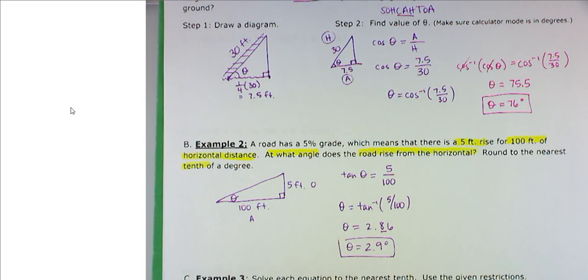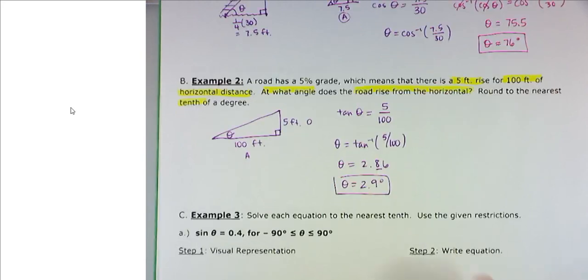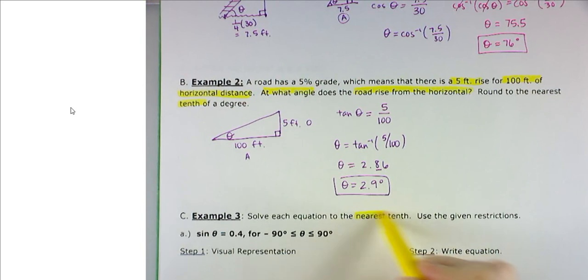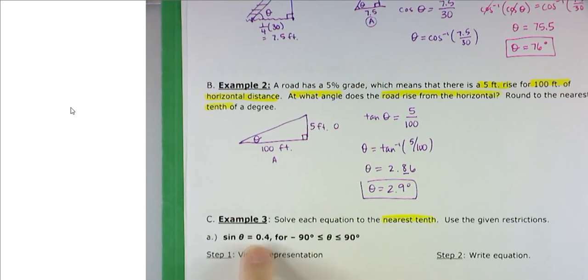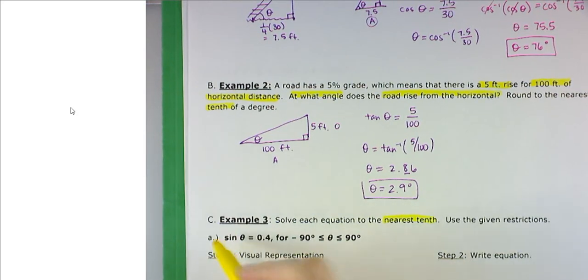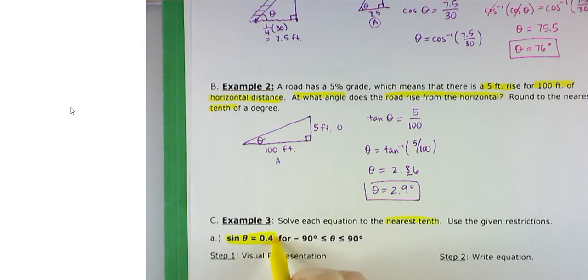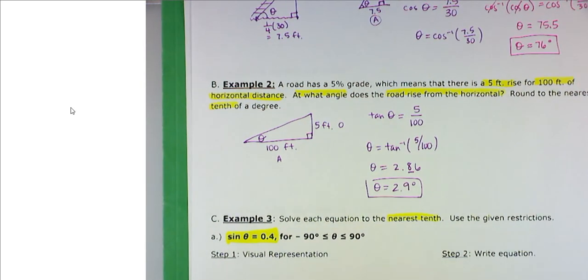Now we're going to talk about some of the restrictions again with your inverses. So this says to solve each equation to the nearest tenth, use the given restrictions. Before we were finding the exact values, the sine of theta here is 0.4, so that's not an exact place on the unit circle. And then it gives you a range of values that theta can be. Theta has to be between negative 90 degrees and 90 degrees.